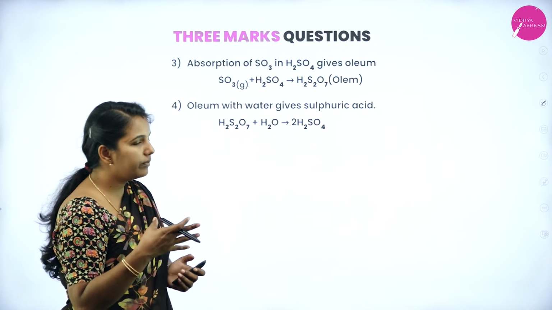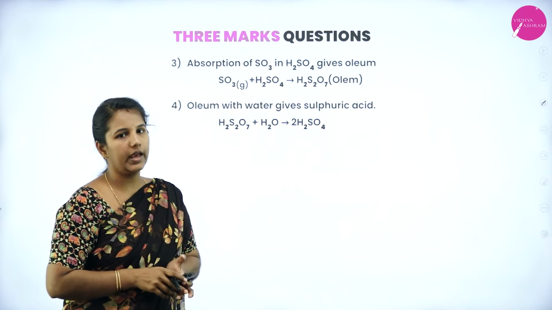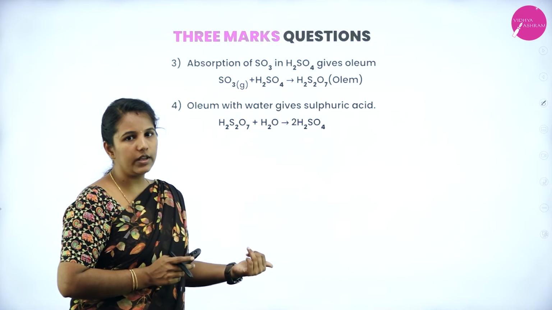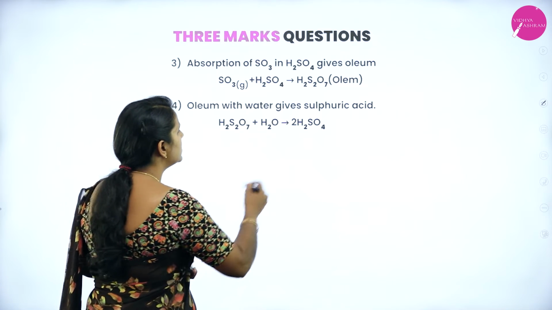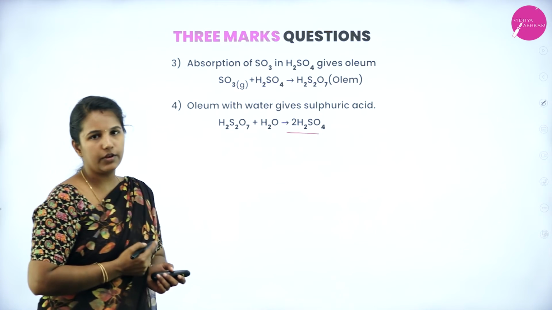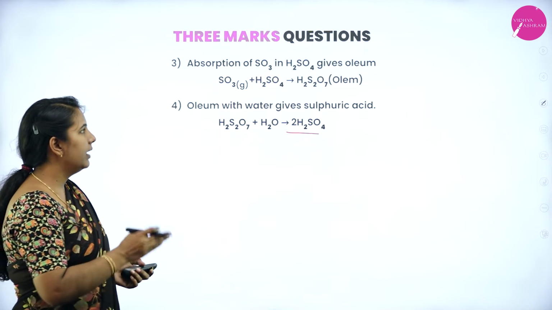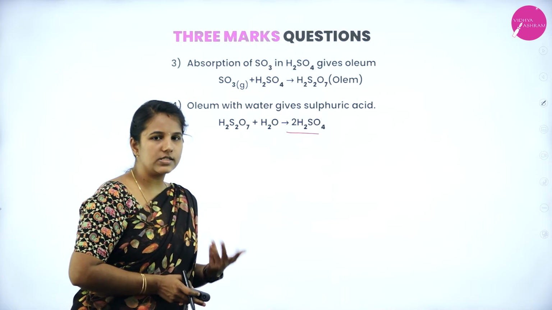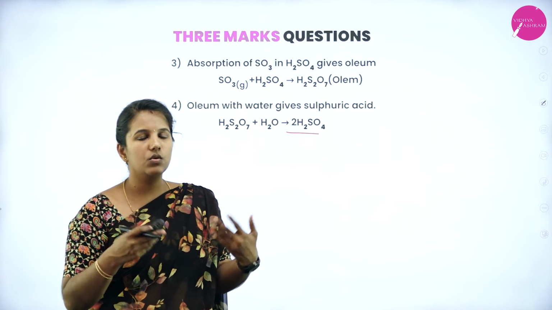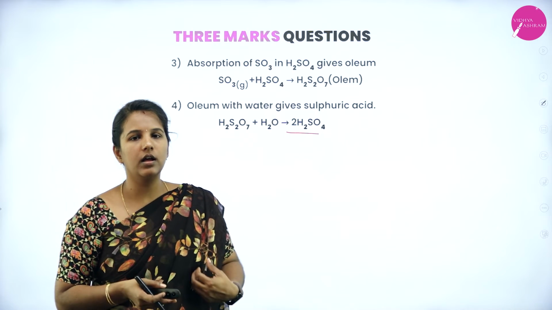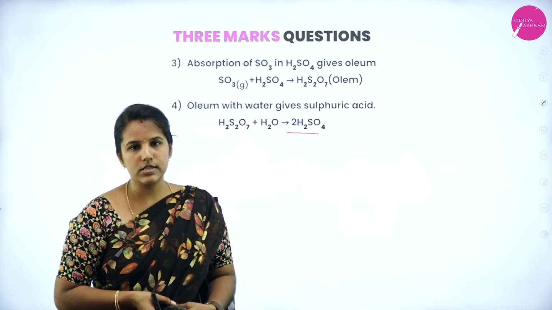Okay. So if you want a concentrated sulfuric acid, we will take that oleum and dissolve it in water to get sulfuric acid. To get what? Sulfuric acid. And most of you don't know what is oleum and what is sulfuric acid. Both are one and the same. So oleum is the purest form and sulfuric acid is a concentrated one.